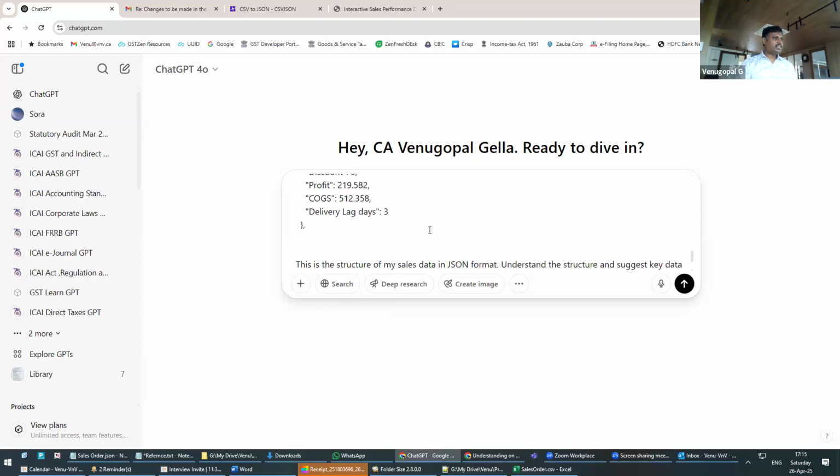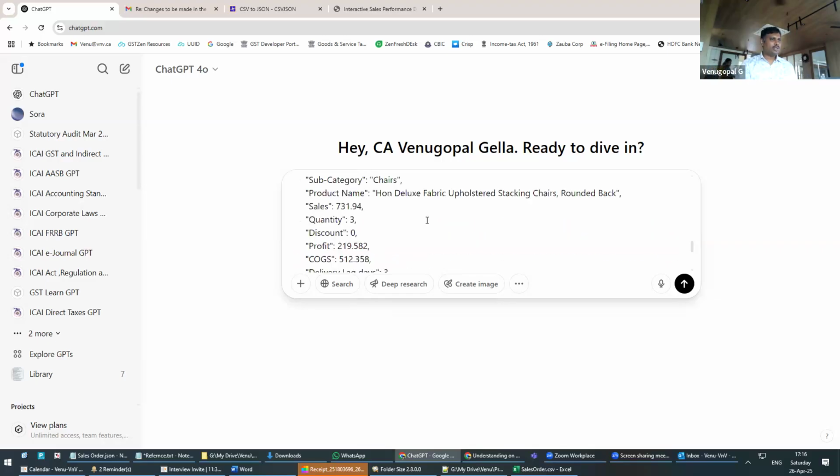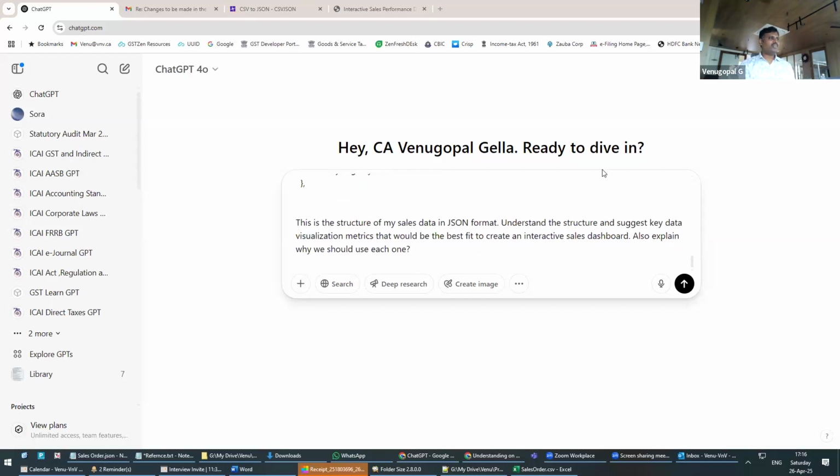I am saying this is the structure of my sales data in the JSON format. Understand the structure and suggest key data visualization metrics that would best fit to create an interactive sales dashboard, and also explain why we should use each one. Okay, I am just giving it. Srihari is asking where to paste. In chatgpt.com, you have this box, that is where you paste. So everyone is here with me so far? Any doubts? Hit the enter button.